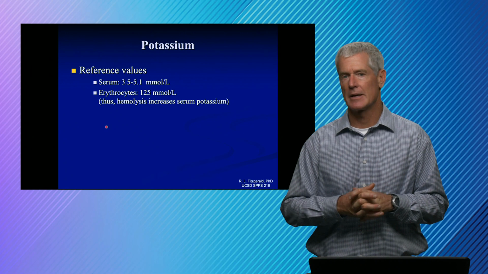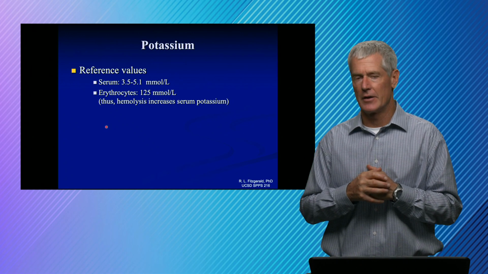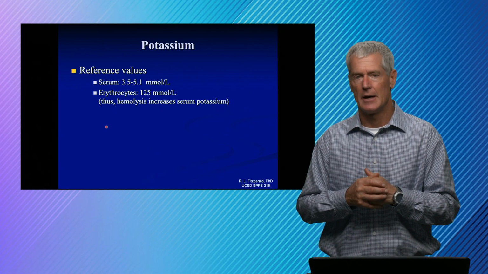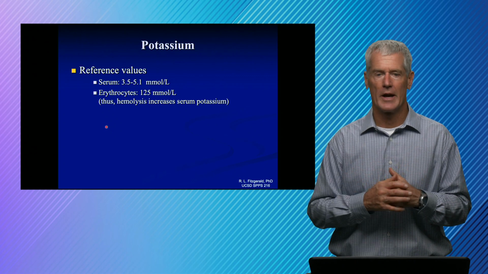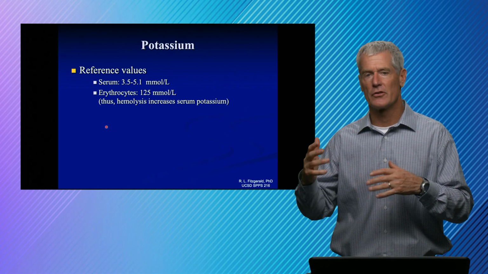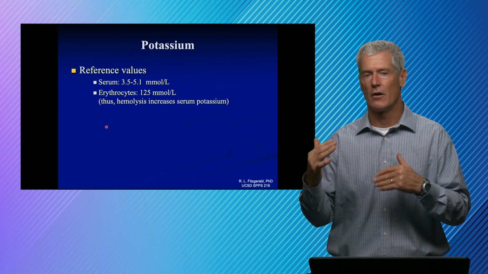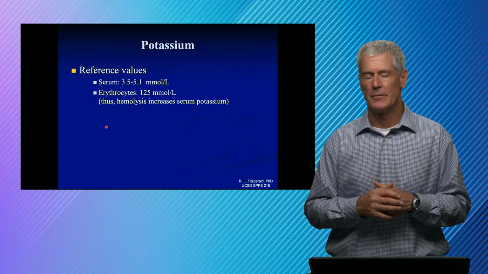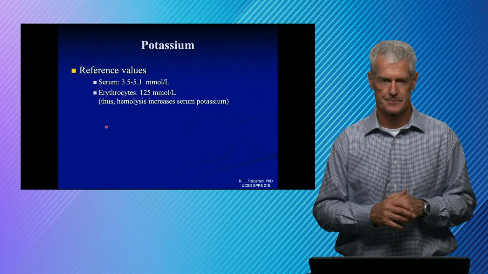Switching to potassium, again, very commonly measured, a very important cation. Fairly narrow range, 3.5 to 5.5. Critical values are in the 6, 6.5 range, so it's narrowly regulated.